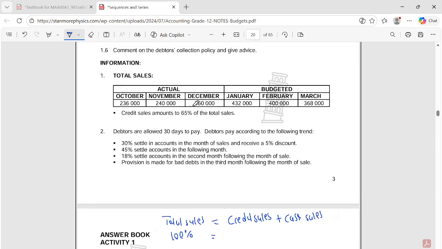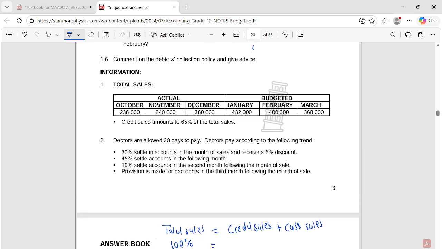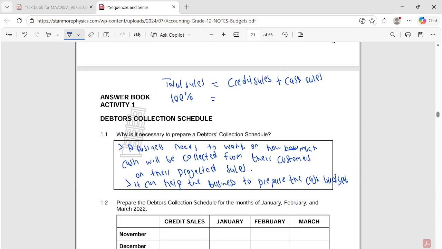Now let's go see the information here. Our total sales for October is 236,000, November is 240,000, December is 360,000, January 432,000, February 400,000, respectively. These are our total sales, and our credit sales consist of 65%. When we're doing the debtors collection schedule, we are looking for our credit sales.